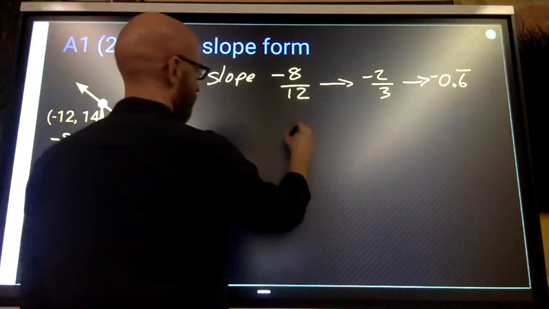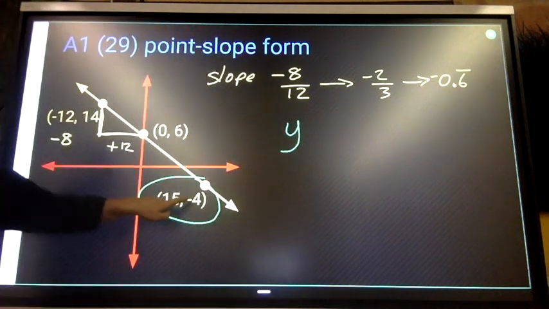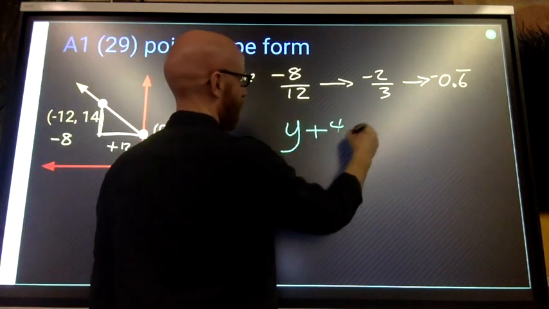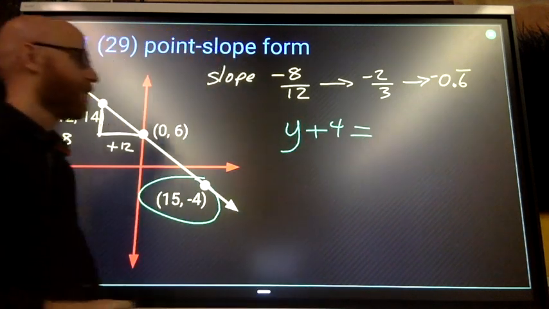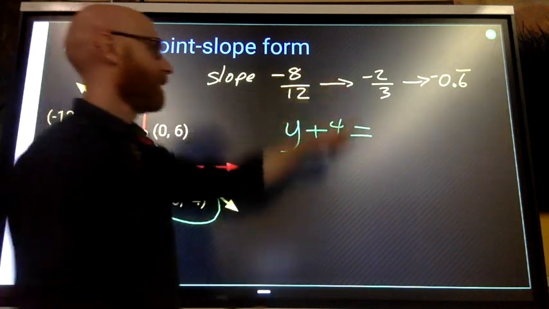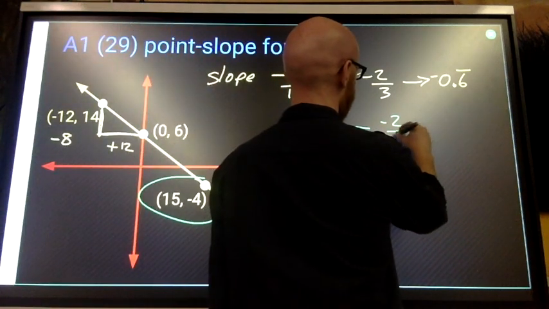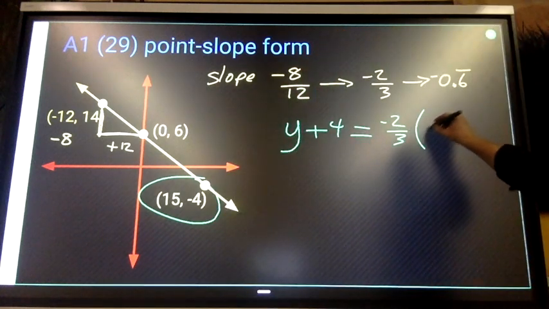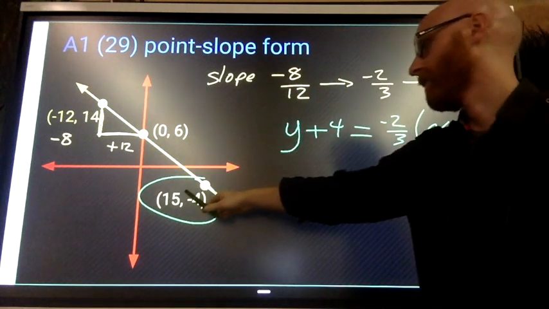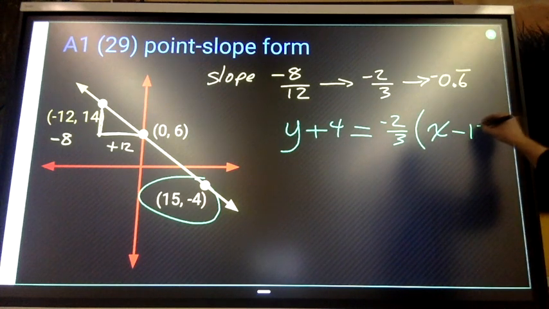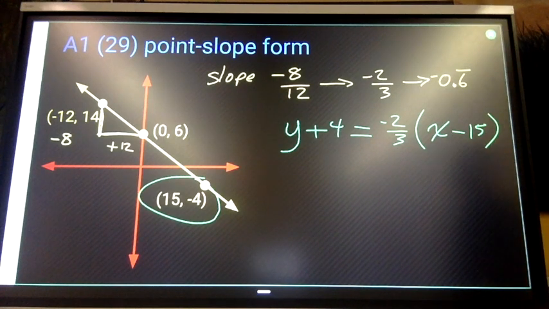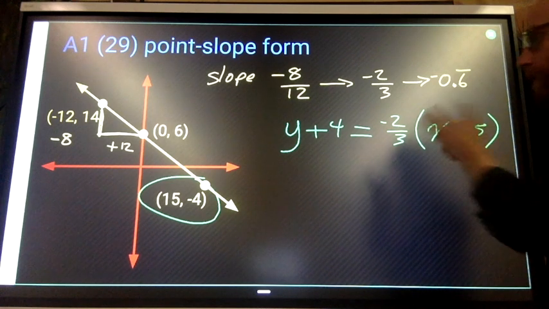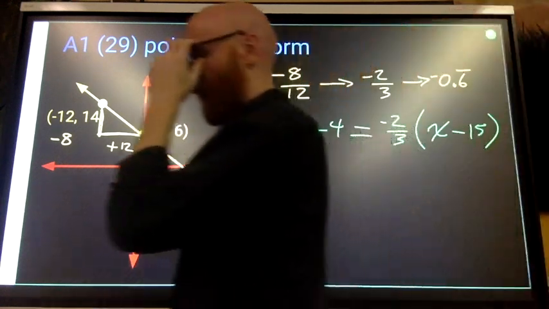Y minus the y value, so minus a negative 4, the same as plus 4, equals the slope, negative 2/3, times parenthesis x minus the x value of my point, 15. Alright, so point slope form, simple as that.